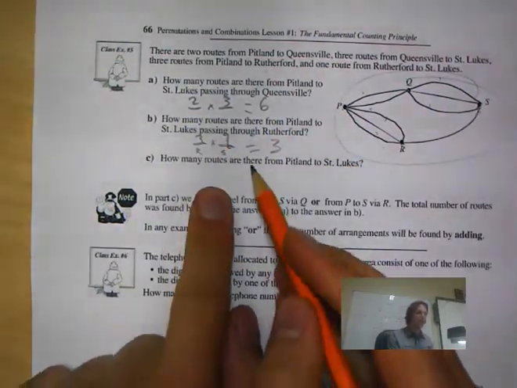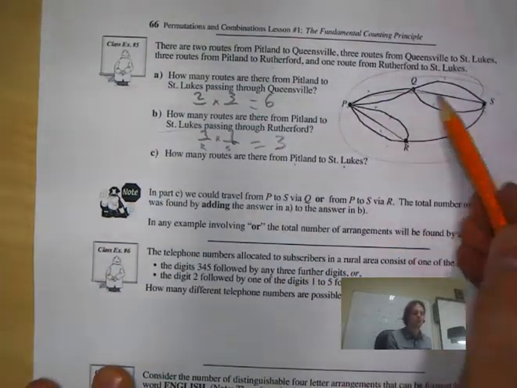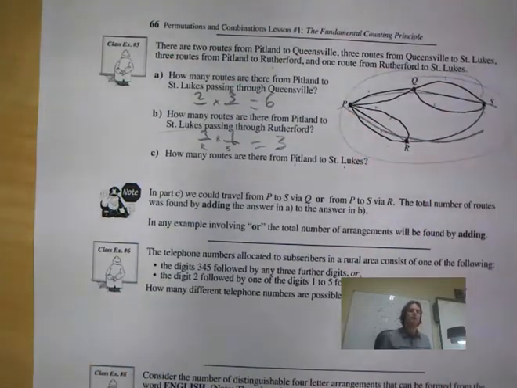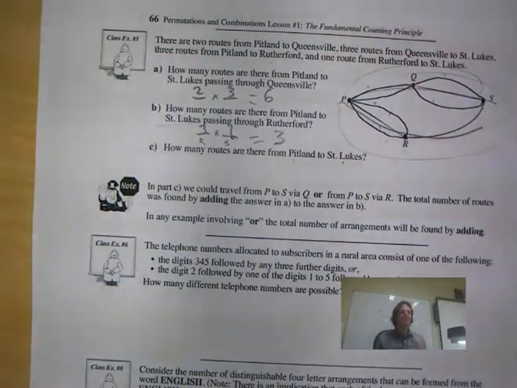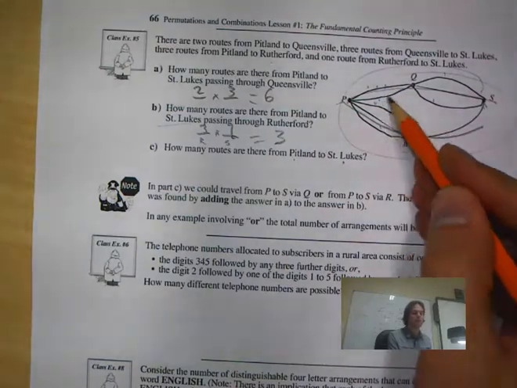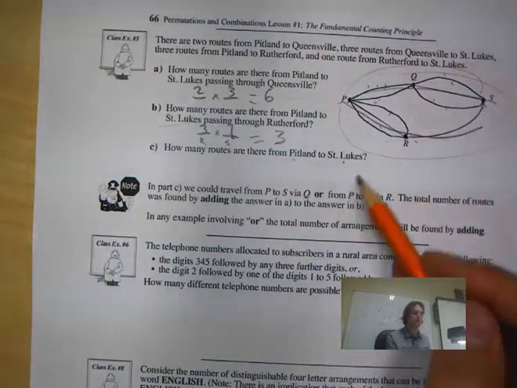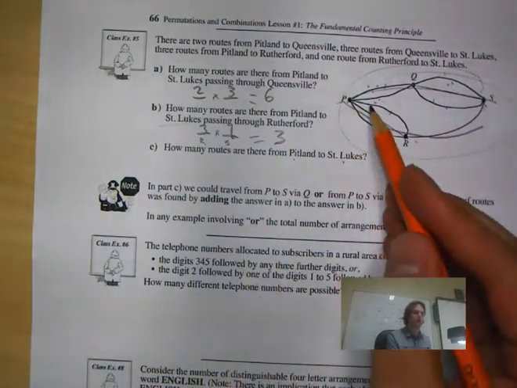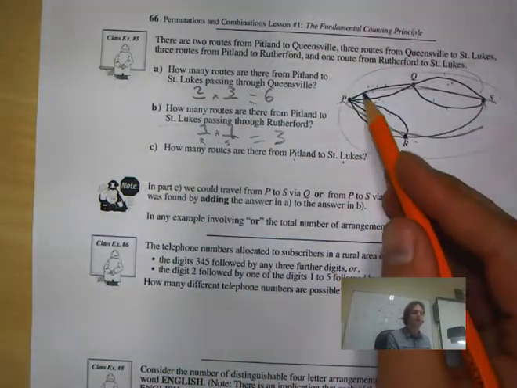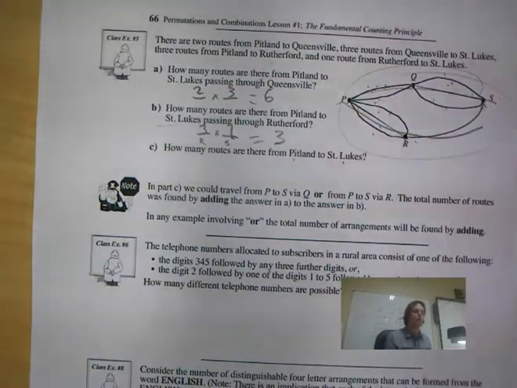Now it says, how many routes are there from Pitland to St. Luke's? So from Pitland to St. Luke's, I could go this way, or I could go this way. Now, anytime we say or, that means we must add. If I said this or this, it's 1 plus 1, not 1 multiplied by 1, which gives me 2. This or this or this gives me 3, and we multiplied those. But from this or this, we are going from here and then there. Here it's here and then there. So as soon as I say or, it's adding, and and is multiplying.